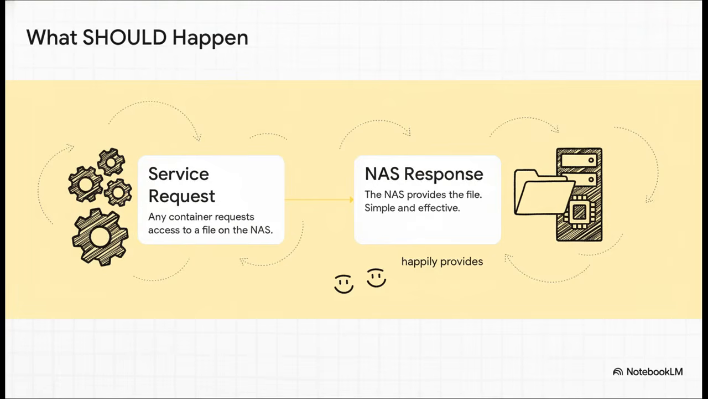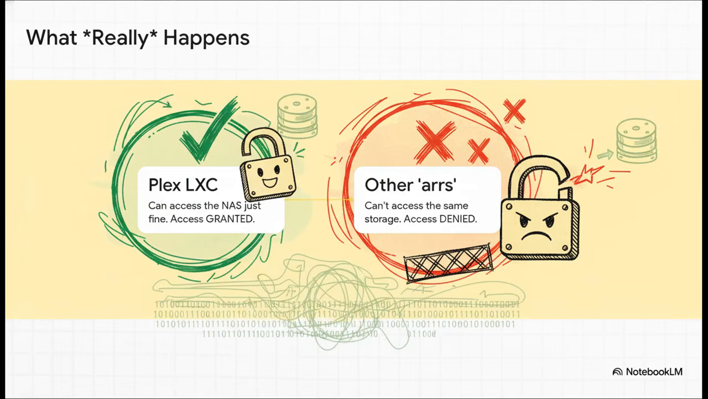So here's the dream. This is how it should work. It's simple, it's clean. Your services, Plex, whatever, ask for a file, and the NAS says, sure, here you go. That's it. That's how it's supposed to be. But this is the frustrating reality. For some reason, Plex gets the green light and everything else just hits a brick wall. This isn't an architecture problem anymore.